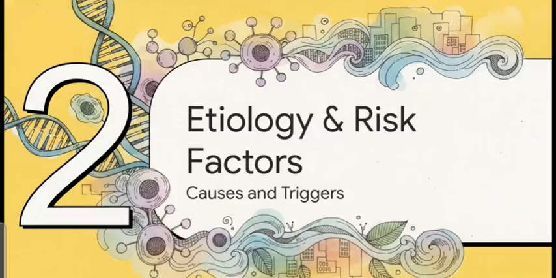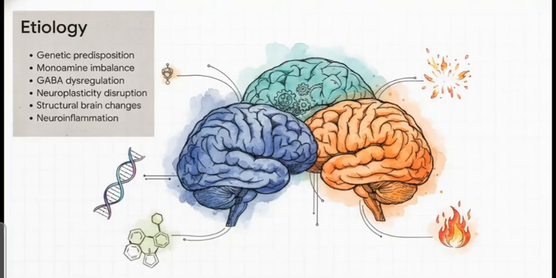Section 2. Etiology and risk factors. Let's look at the underlying triggers. What's genuinely fascinating here is the multifaceted brain involvement. It's like a giant biological puzzle. It's not just one thing. It's this complex combination of genetic predisposition layered with a massive monoamine imbalance. We're talking dopamine, serotonin, and norepinephrine all out of whack.